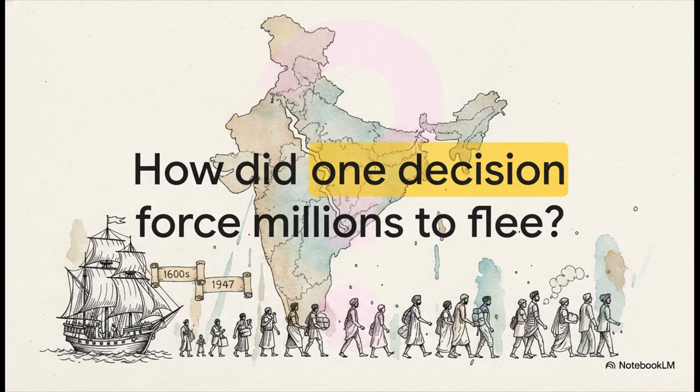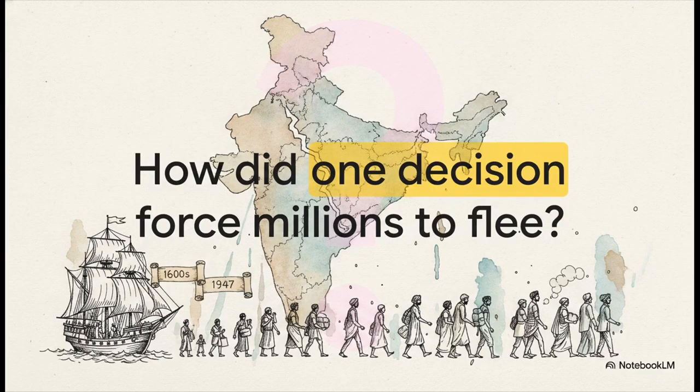So how did a single political decision force millions of people to leave their homes overnight? Think about that for a second. In 1947, a literal line drawn on a map caused millions of Sikh, Hindu, and Muslim families to abandon everything they knew, turning them into refugees in the blink of an eye. The sheer scale of this tragedy is almost impossible to comprehend.